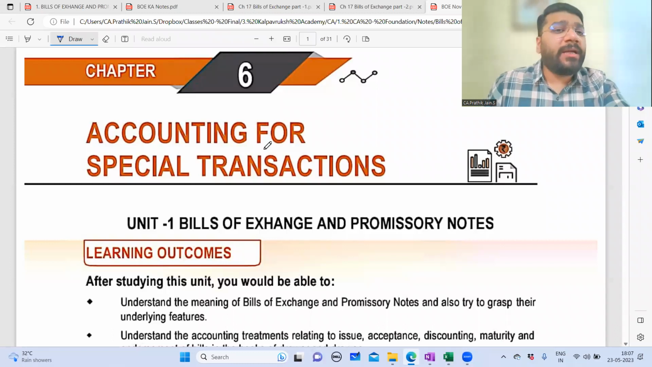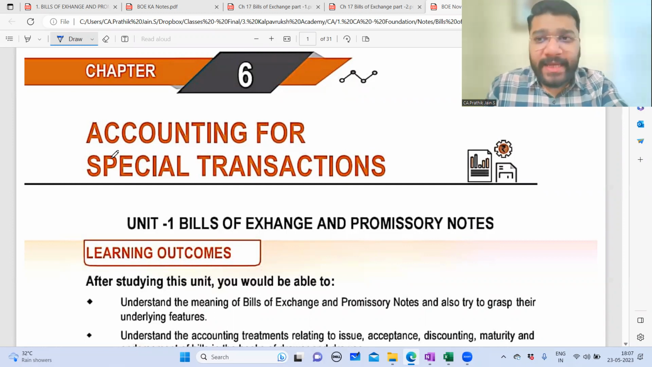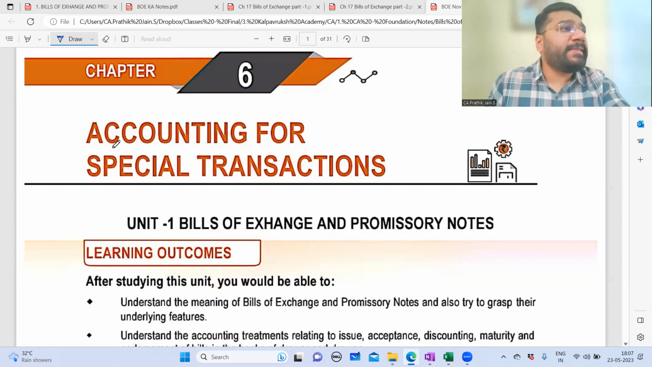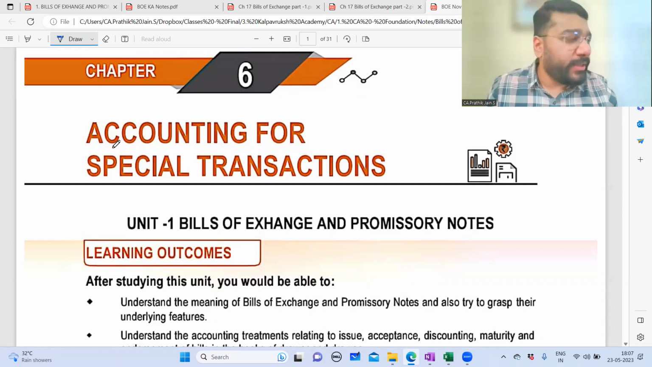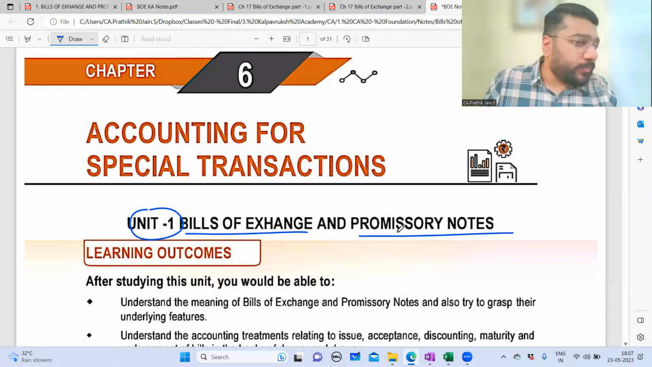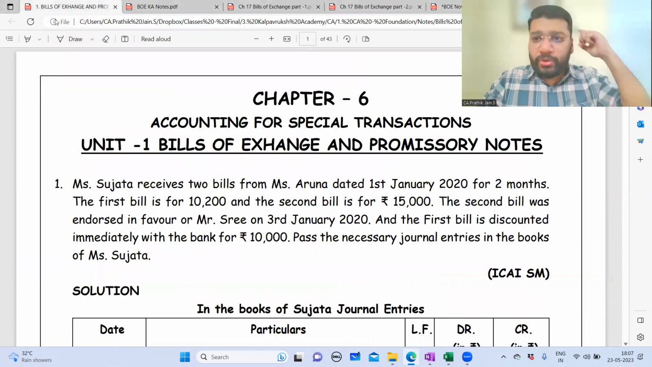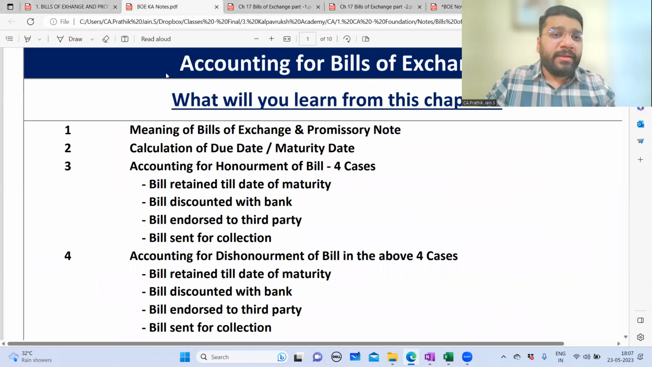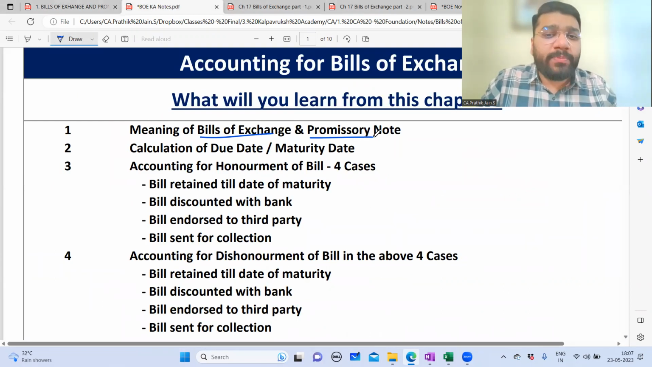So, guys, we started with a brand new chapter today in the CA Foundation Accountancy subject, which is accounting for special transactions. Under this chapter, guys, there are a series of different units. In that, the very first unit we started was accounting for bill of exchange and the promissory note. What we understood in the last class is basically the meaning of bill of exchange and what is a promissory note.